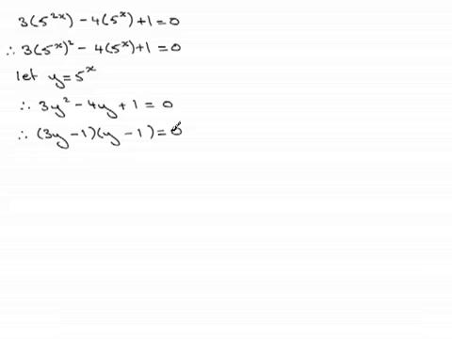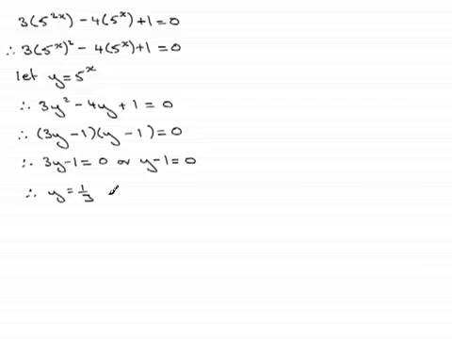Now that we've got it factorized, we can put each of the factors equal to 0, so therefore 3y minus 1 equals 0, or y minus 1 equals 0. In which case, we're going to find from this one that y equals 1/3, or from this one, if we add 1 to both sides, we get y equals 1. And we know that y is 5 to the power x, so therefore 5 to the power x must equal 1/3, or 5 to the power x must equal 1.